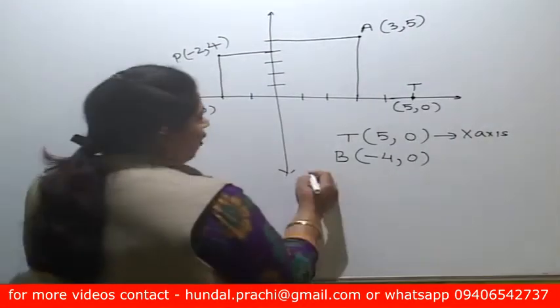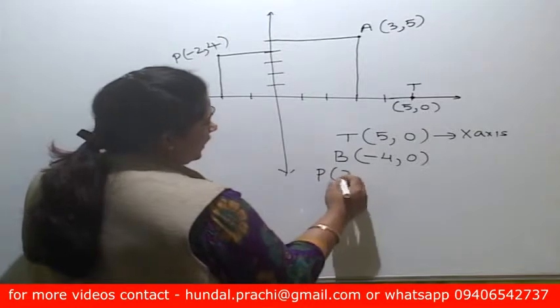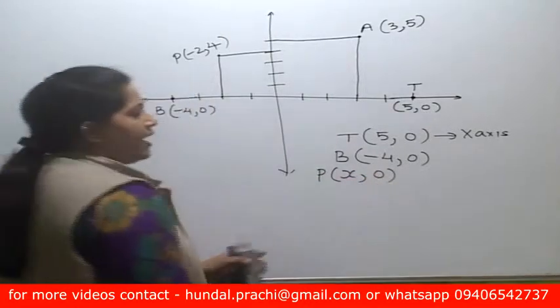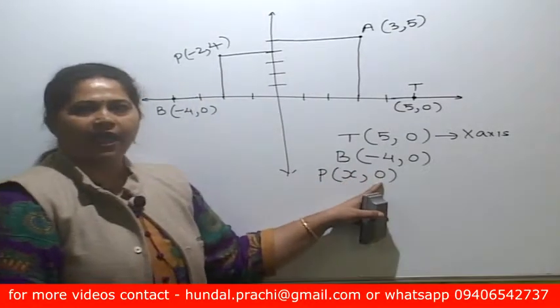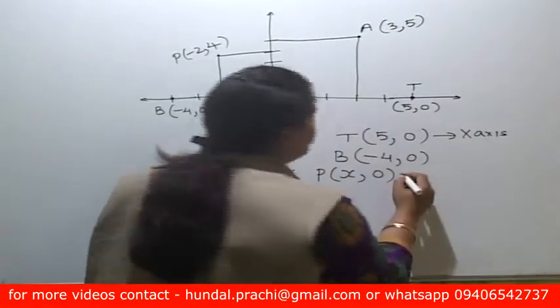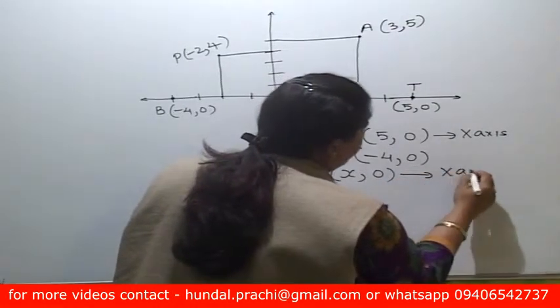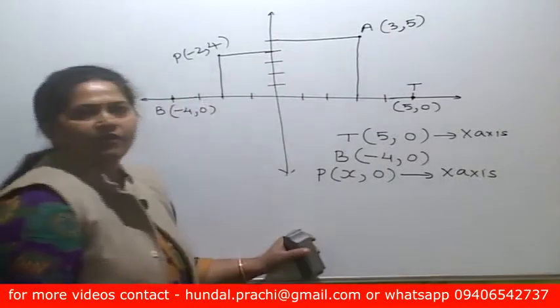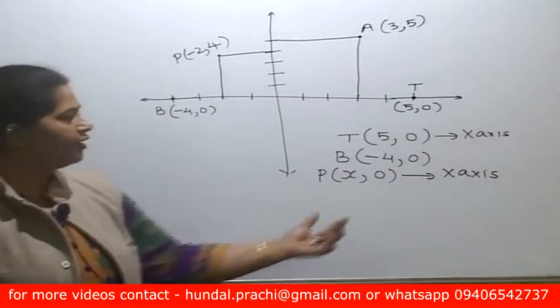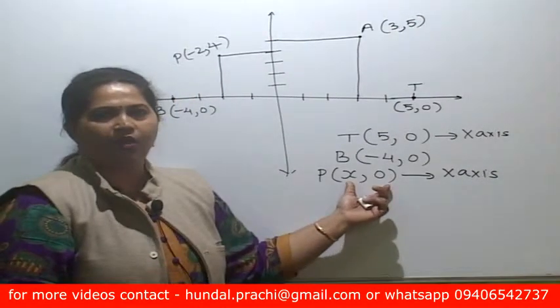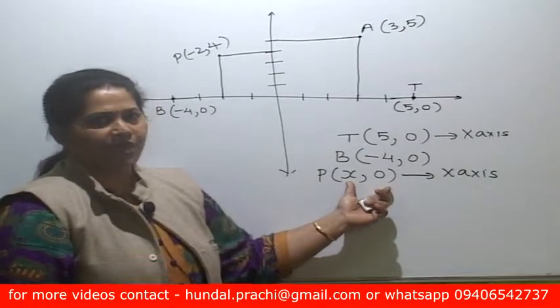So all the points whose coordinates are of this form, that is, the x coordinate is given and the y coordinate is 0, these points always lie on the x axis. So all the points whose coordinates are of the form (x, 0), they all lie on the x axis.